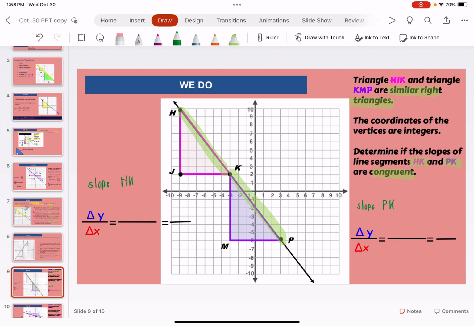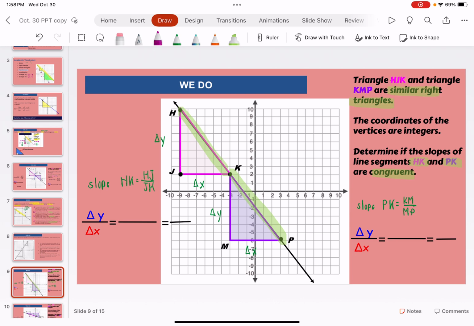Anyways, I'm going to go into labeling my triangles: my change in Y, change in X, change in Y, change in X. And I know that for the triangle that has HK as the hypotenuse, to find my change in Y I have to find my distance from H to J. And to find my change in X, I have to find the distance from J to K. Then for the slope of PK, for my purple triangle at the bottom right, for that hypotenuse, to find my change in Y, I have to find the length of KM on top, over my change in X, which is MP.